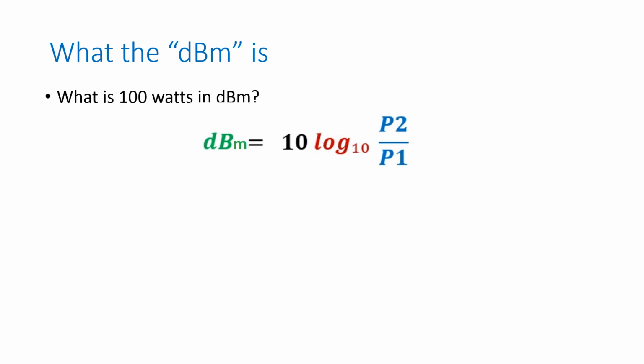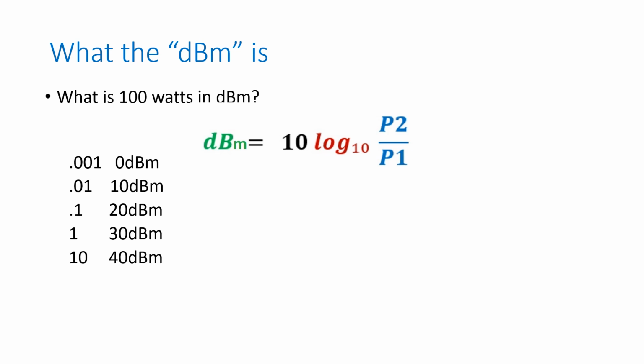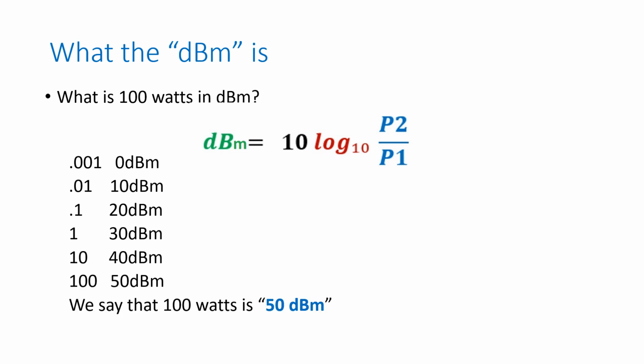All right, fine. So what's 100 watts in dBm? Well, actually, there's no need to do any math here. We already know that 1 milliwatt is 0 dBm. If I increase my power 10 times, I gain 10 dB. If I increase my power 10 more times, I gain another 10 dB. If I increase it another 10 times, I get another, and on we go. So we would say 100 watts is 50 dBm because it's 50 dB above a milliwatt.